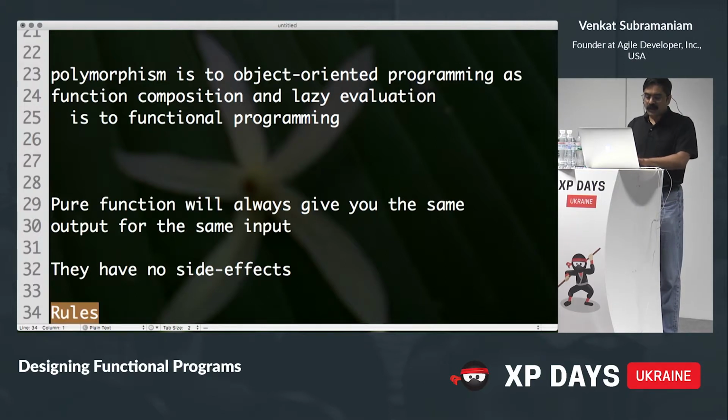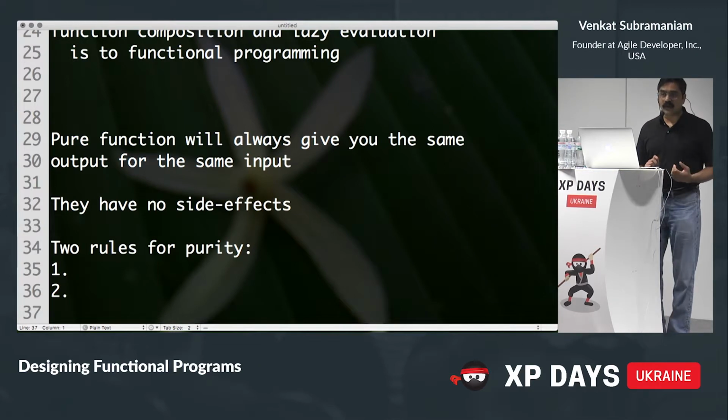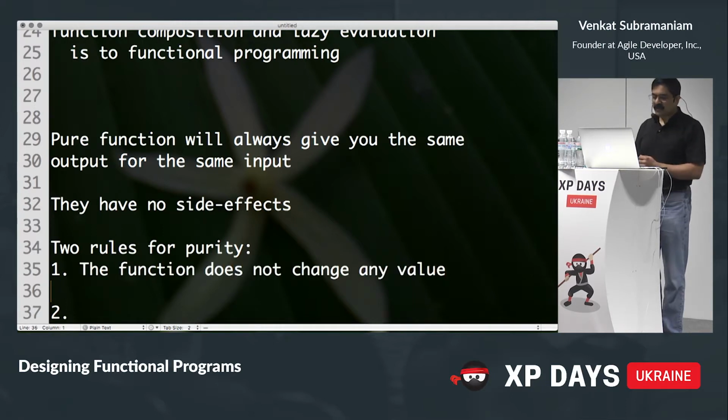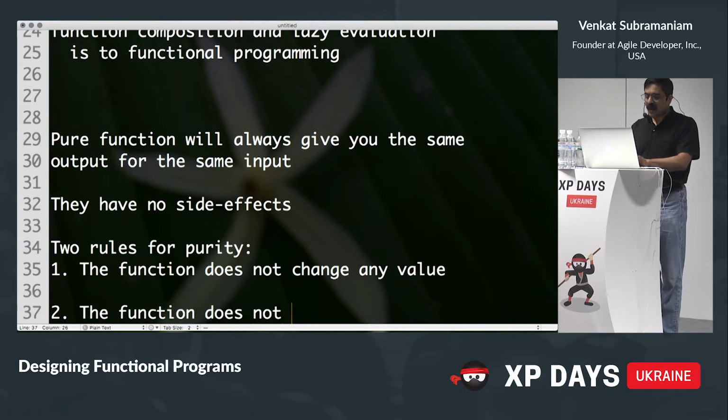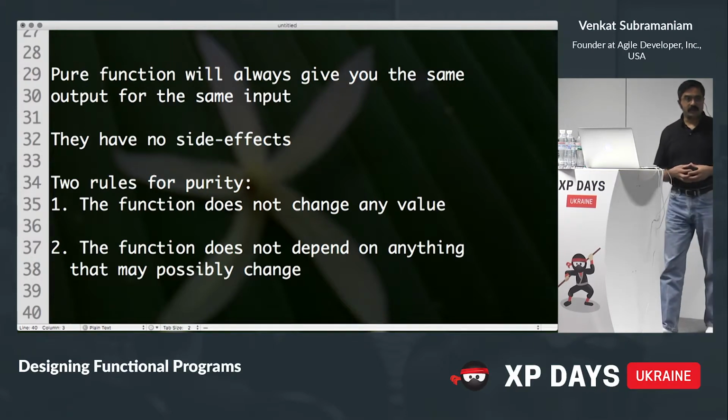So I'm going to say two rules for purity. And most of us will immediately agree to rule 1. But rule 2 is equally important, if not more. Rule 1, the first rule, is the function does not change any value. This is the first rule, isn't it? If you want to write a pure function, it doesn't change any value. And everybody's like, yeah, of course. But that's not enough. This is a necessary condition, but not a sufficient condition. The second condition is the function does not depend on anything that may possibly change. The second rule is extremely important for functional purity.